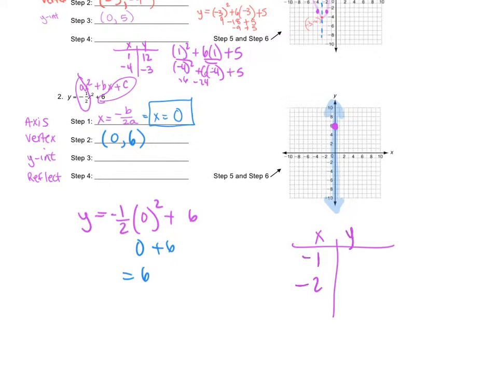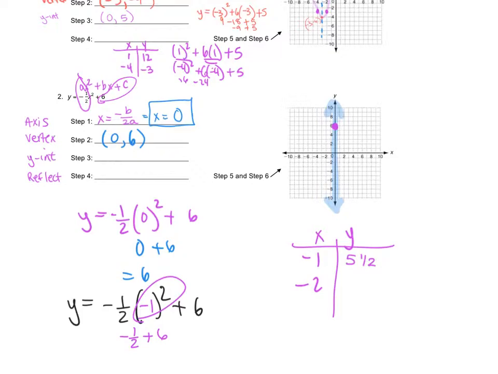Let's see what happens. What is y equal to when x is -1? Well, if the equation is y equals -1/2 times x squared plus 6, and I'm saying x is -1, -1 squared is 1. -1/2 times 1 is -1/2. And -1/2 plus 6 is 5.5. When x is -1, y is 5.5.